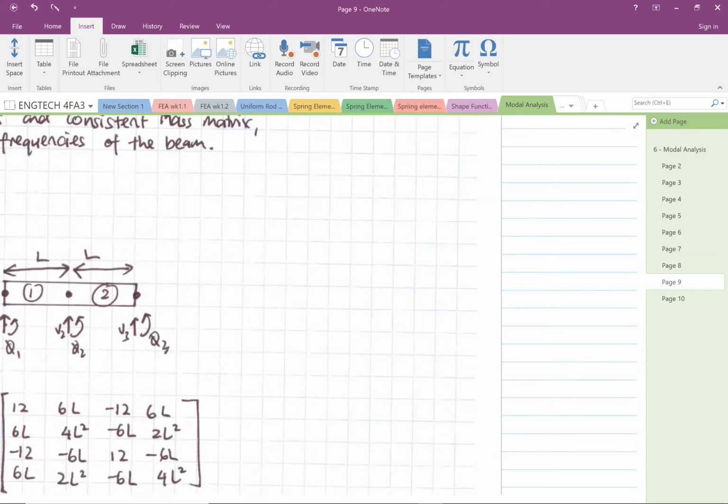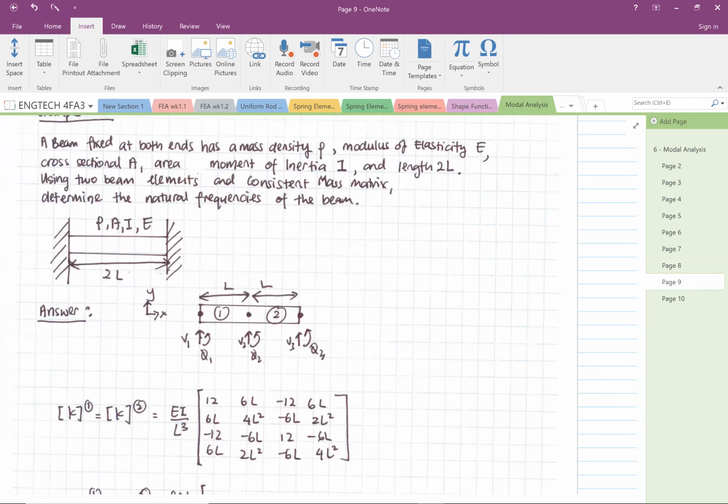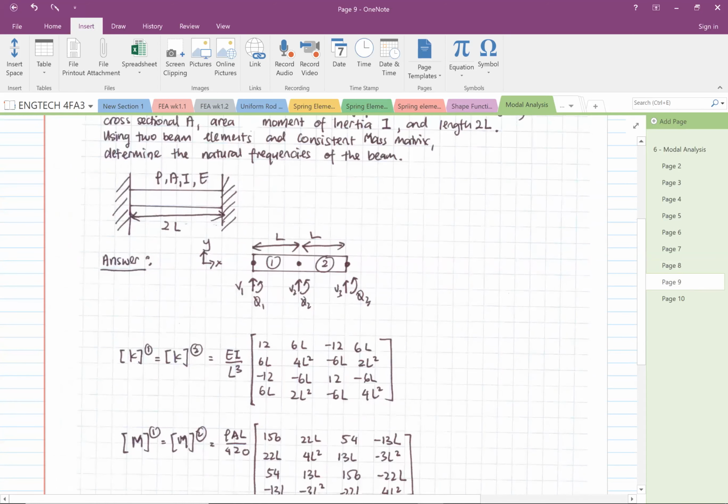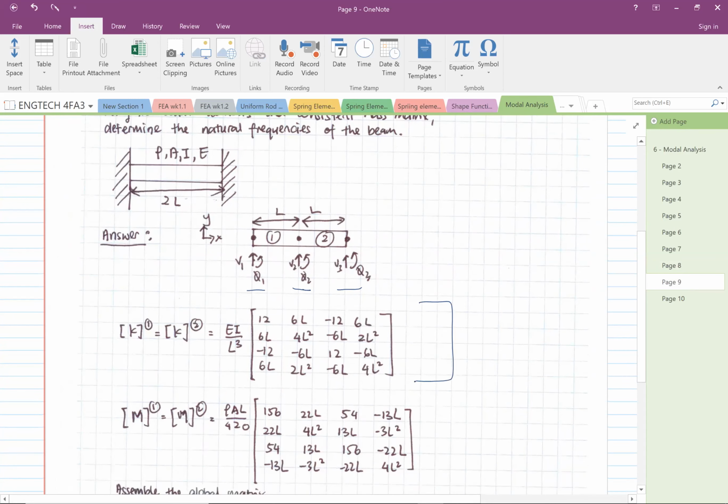Okay, let's do another example with a beam element. Same here, both sides fixed, okay? The beam elements can go up and down, and each node can turn as well. You can review your notes on beam elements. I just copy that, I just use the stiffness matrix of both beam elements, and I leave it here.